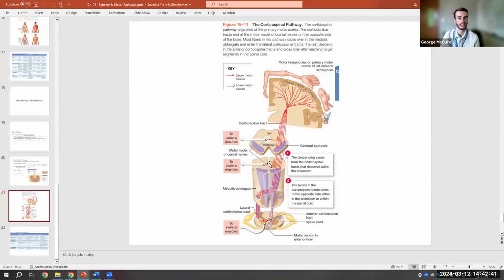In the midbrain and in the medulla oblongata, if we're talking about cranial nerves, motor control of the face and skull and neck.